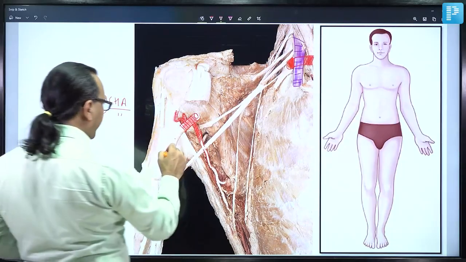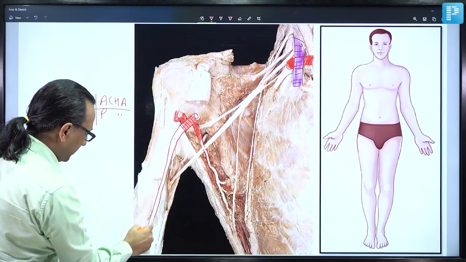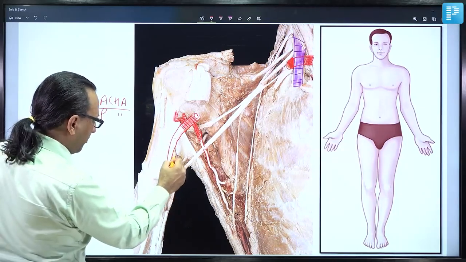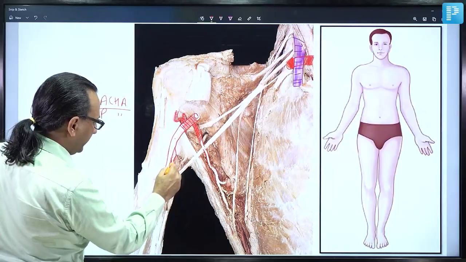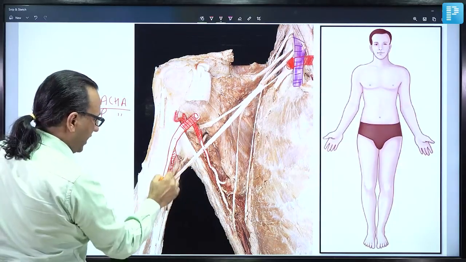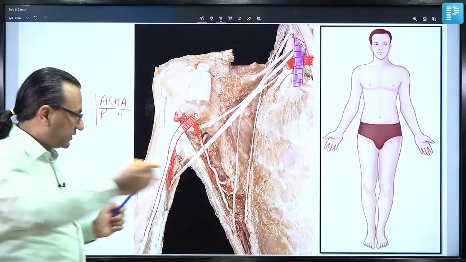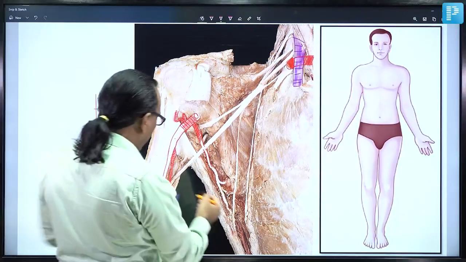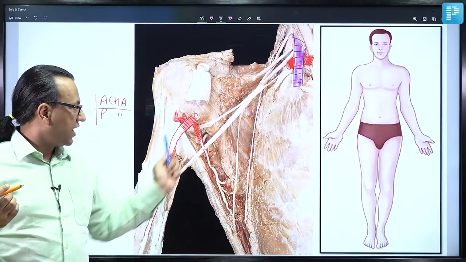It's the brachial artery which is going to give us a branch which is important here, namely profunda brachial artery. And this profunda brachial artery, which is a branch of the brachial artery, is followed by a radial nerve. This is the radial nerve. Now, before we talk about radial nerve, let me give some more details of the artery here.